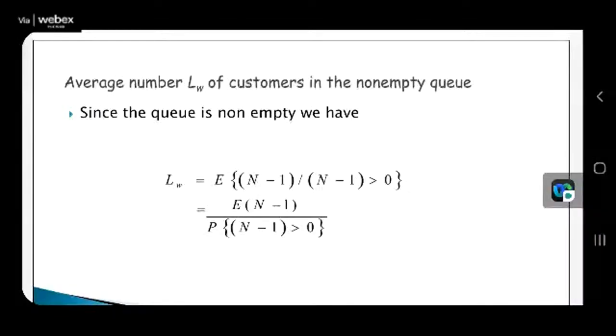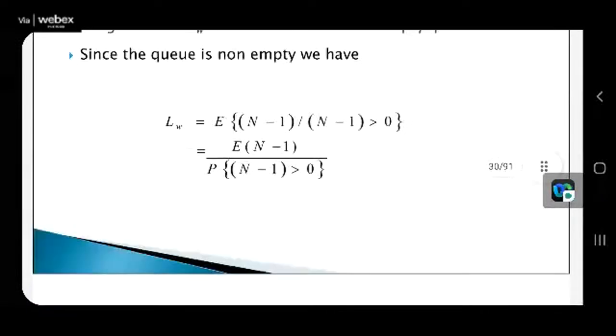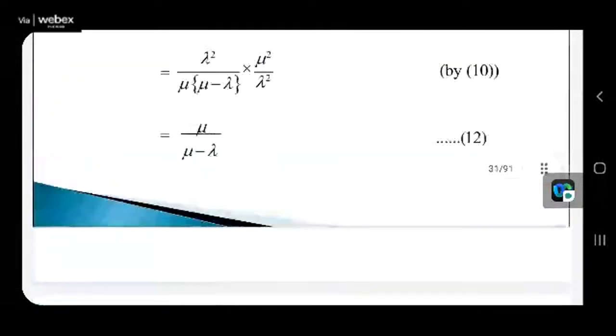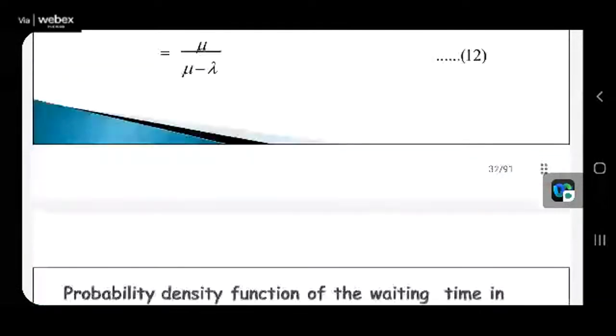Now, what is the average number in a non-empty queue? Non-empty queue means the queue should not be 0. That means the queue should have at least one person in it. So it is nothing but E of n minus 1 divided by the probability that n minus 1 should be greater than 0. That means there should be at least one person in that queue, that is, the queue should be non-empty. After taking that, you will get mu by mu minus lambda.